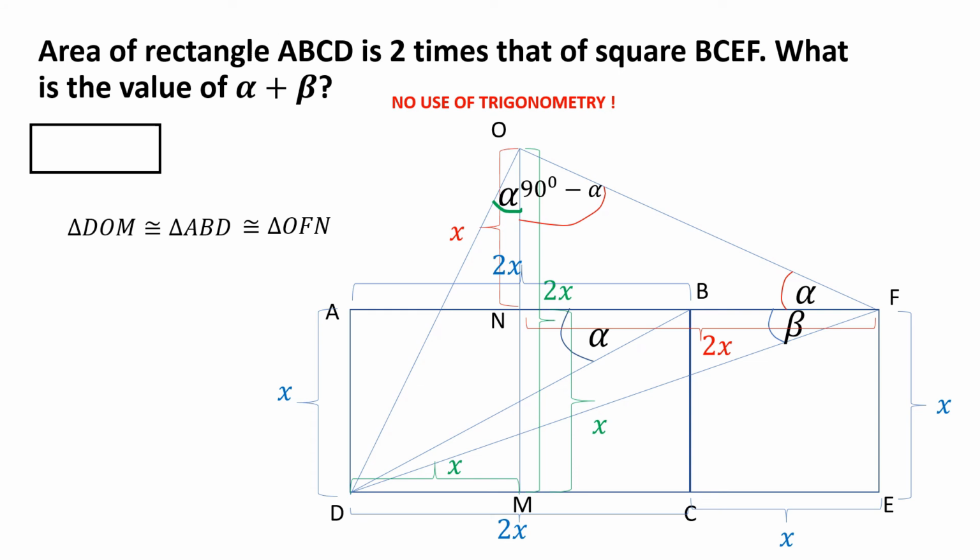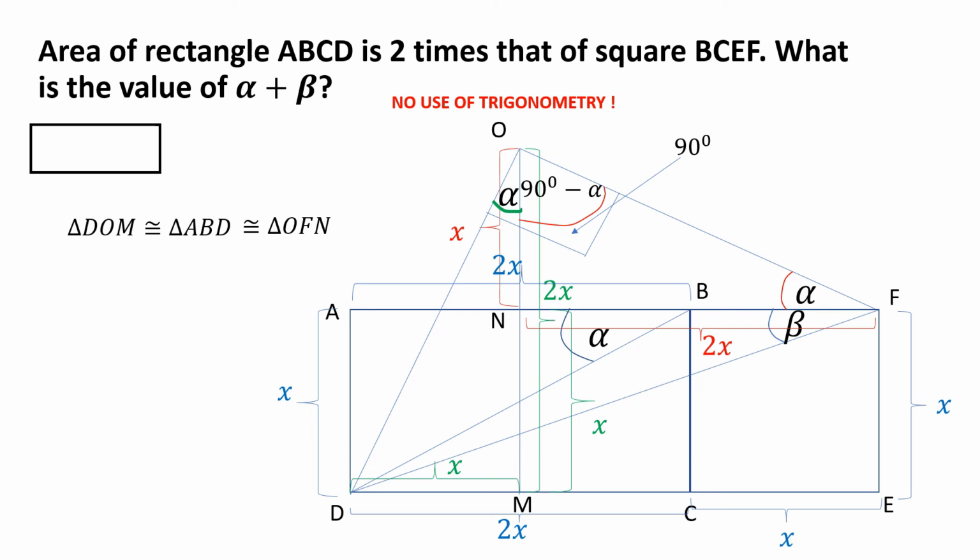Now consider the whole angle DOF. So what is angle DOF? Well, it's alpha, that's the part of angle DOM, which is alpha, plus angle FOM, which is 90 degrees minus alpha. So together they will make 90 degrees. So alpha plus 90 degrees minus alpha, together they make 90 degrees. So that makes angle DOF equal to 90 degrees.